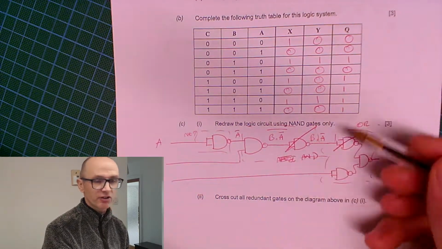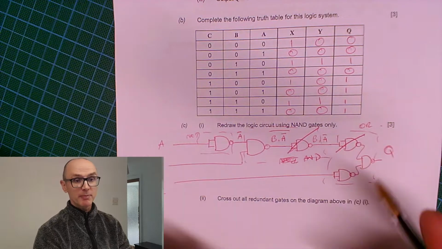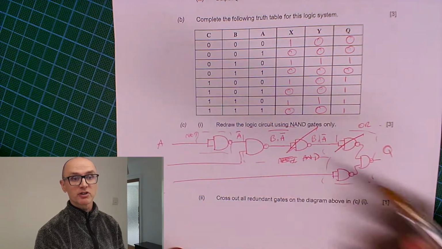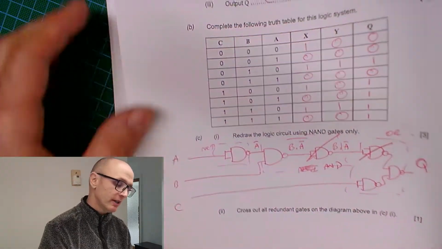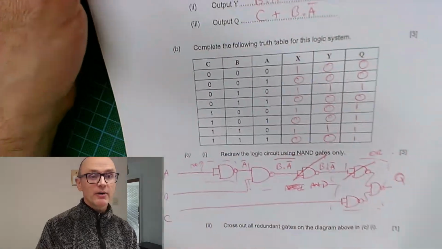Okay, and do cancel them out with single strikes like that. If there was another pair, I would do a double strike to make sure it was clear how I was pairing them up.